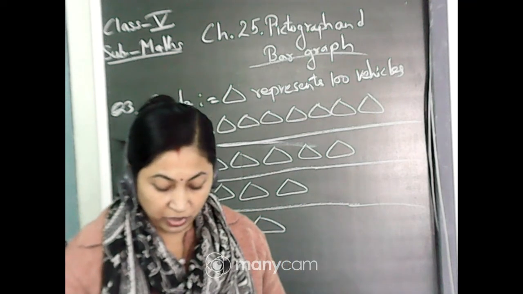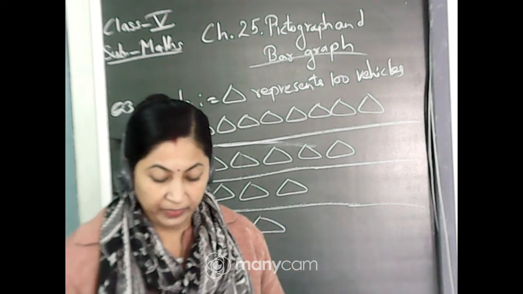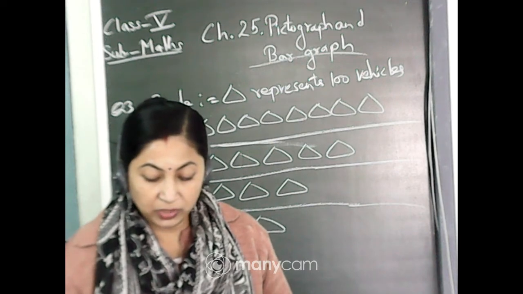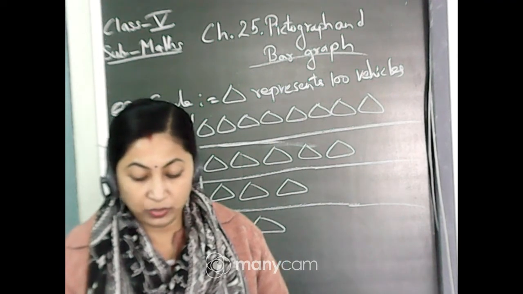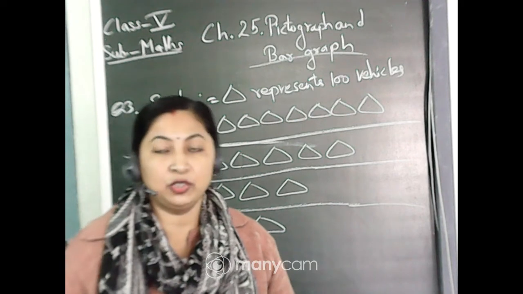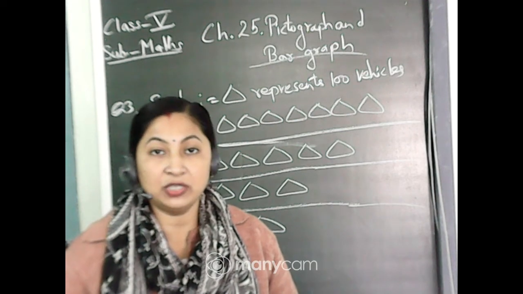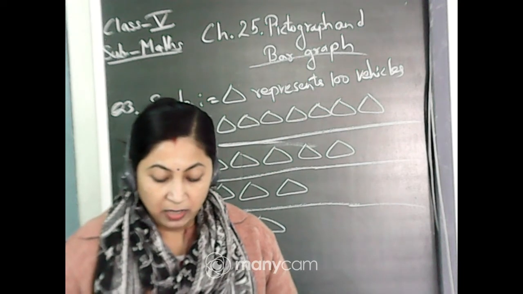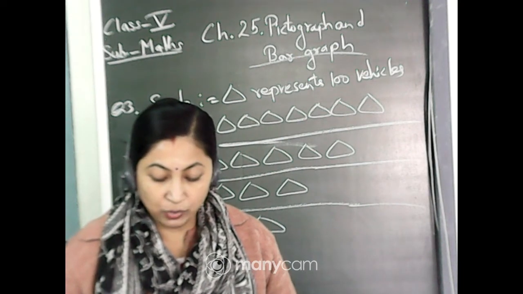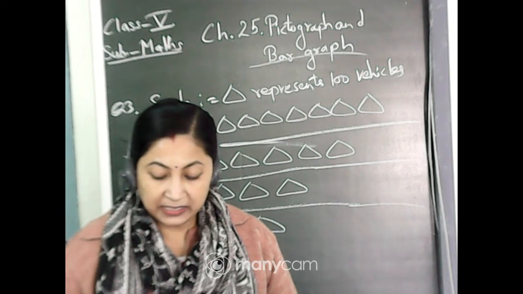Now come to question number 4. Quickly come to question number 4. The following pictograph shows the number of students using various modes of transportation for going to their school. Now the pictograph is shown. You have to answer some of the questions which are related to this pictograph. Clear? See, if each picture represents 100 students using that mode, answer the questions given below.